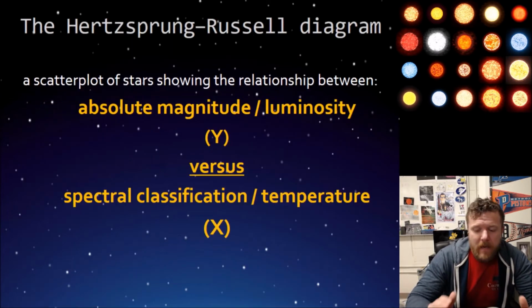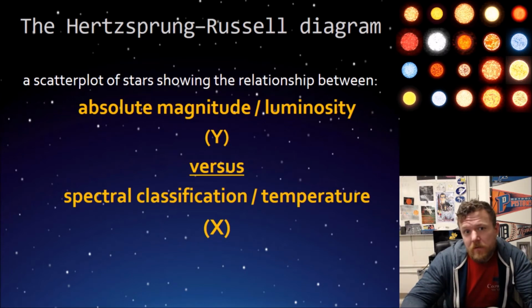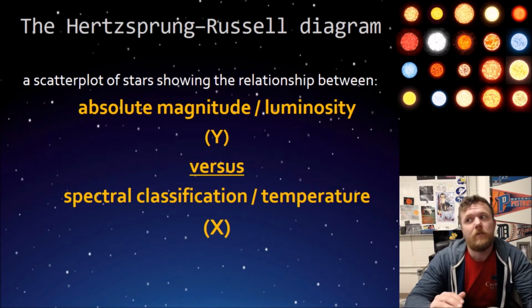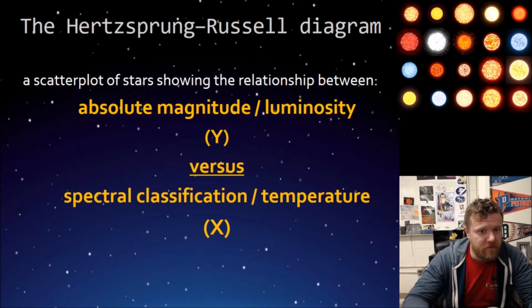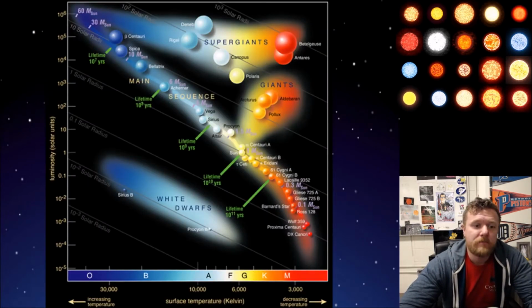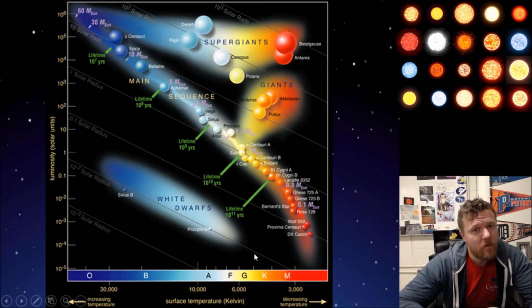What does it do? It plots the magnitude or luminosity versus the temperature or spectral class, and this is what it looks like. The most important chart in astronomy. You're going to see this for the next couple weeks, so let's get familiar with it. You'll see that luminosity or brightness is over here on the y-axis. You'll also notice that this is a logarithmic scale. So 1, 10, 100, 1,000, 10,000. On the x-axis, you have the temperature or the spectral class.